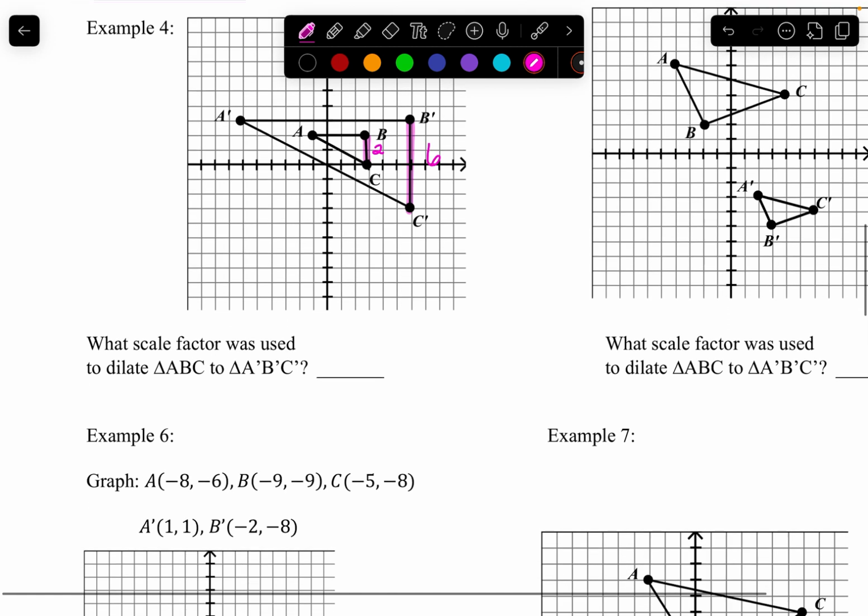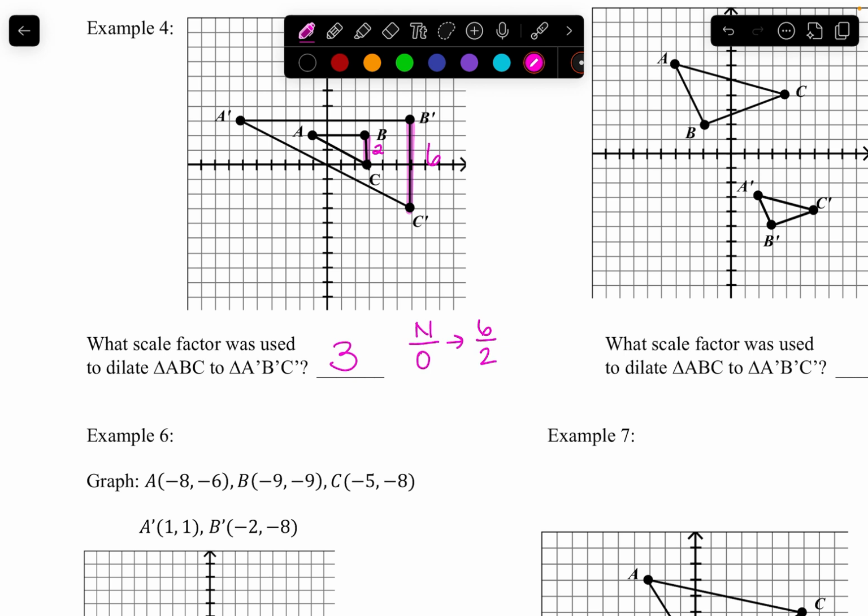To find your scale factor, you have to do new over old, or original, whatever you want to say. So my new side length was 6. My original side length was 2. When I simplify that, I get 3. So my scale factor was 3. And you should go back and check: was my new image bigger than my pre-image, whichever way you want to go.